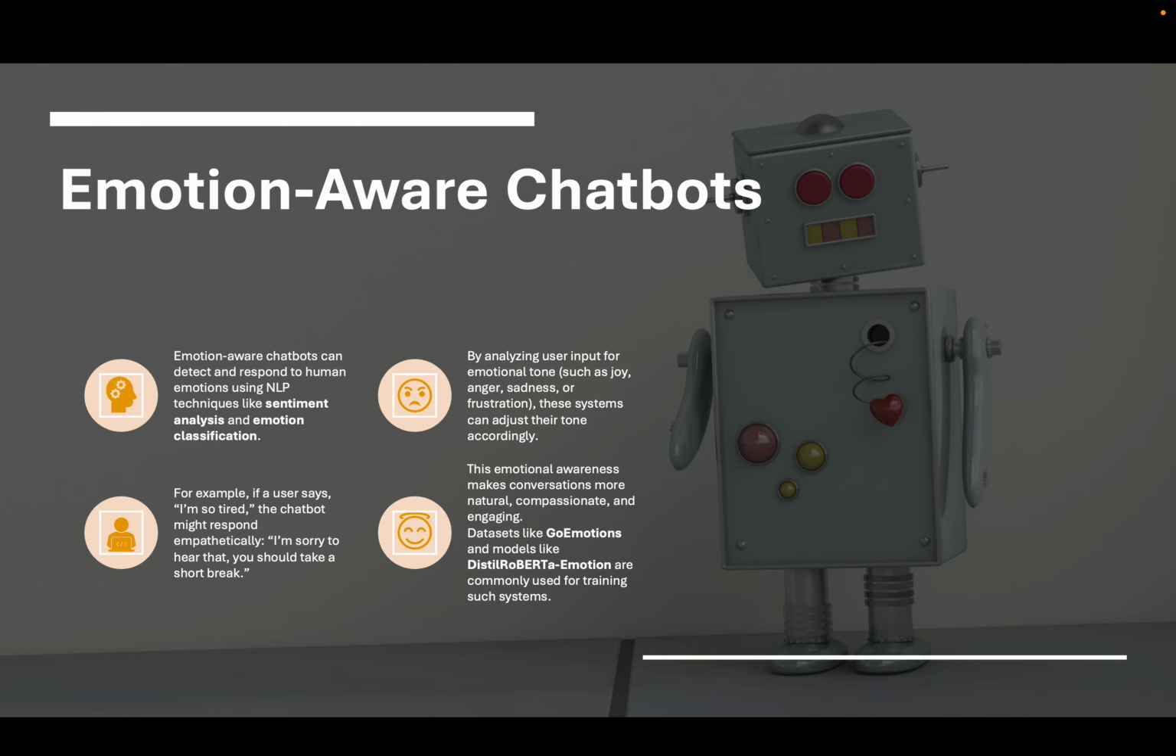Emotion aware systems rely on sentiment analysis and emotional classification using data sets like GoEmotions and models such as DistilRoBERTa emotion. These systems are particularly valuable in mental health, education, and customer support, where empathy and understanding are crucial.